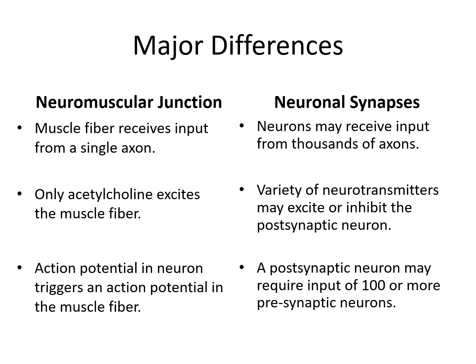Finally, the action potential in the neuron triggers an action potential in the muscle fiber. We saw that the action potential from the neuron stimulates the neuromuscular junction to release acetylcholine, and eventually that would cause an action potential in the muscle fiber. Muscle contraction was going to occur. In neuronal synapses, like in the first one, a postsynaptic neuron may require input from 100 or more presynaptic neurons. Again, this is probably an underestimate.